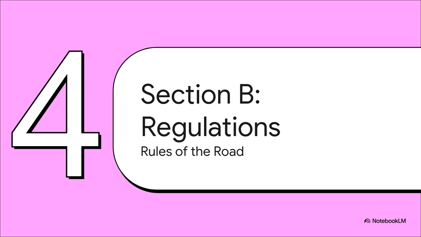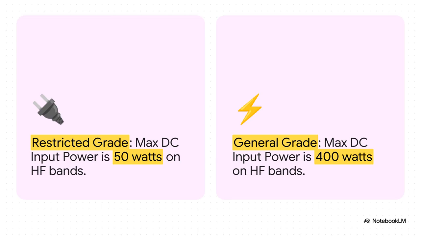Okay, so we've got the tech to send signals around the world. But we're all sharing the same airwaves, so we need some rules of the road. And that brings us to Section B, the regulations and how to be a responsible operator in this big global community. In India, one of the biggest differences between the license types is how much power you're allowed to transmit.